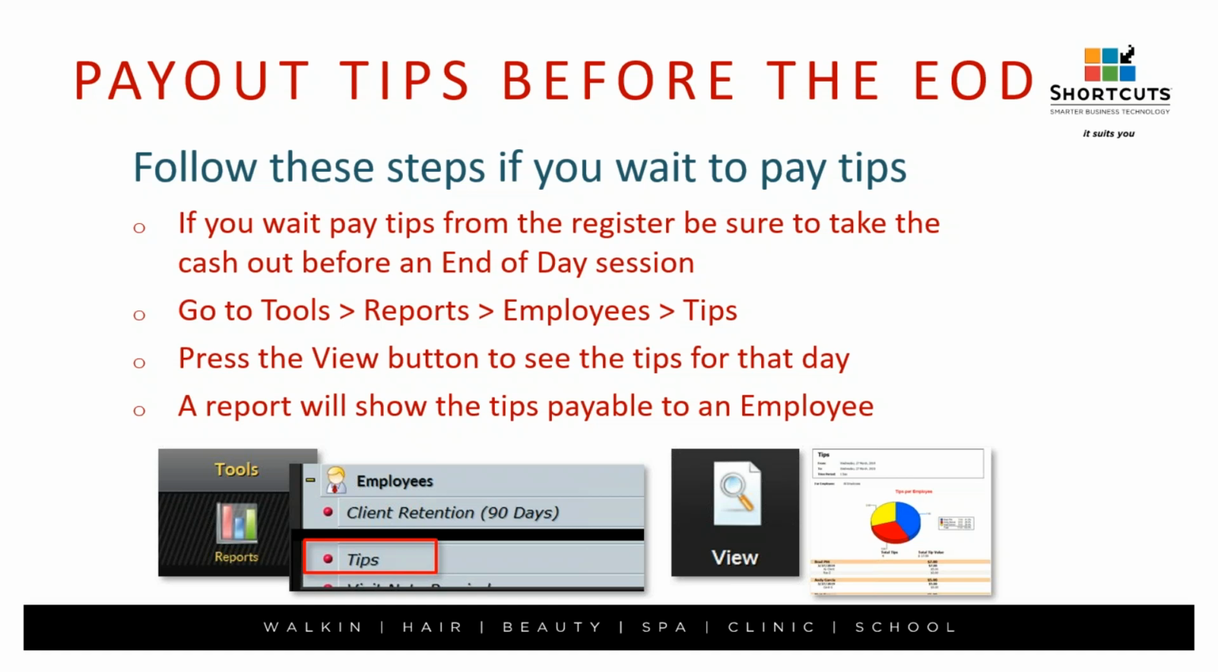So after you press View, Shortcuts gives you a one-page breakdown. It'll say, these are the staff members, this is how much their tips should be. So consider this perhaps the only report that you give staff members permission to run. Again, it's under Tools, Reports, Employees, Tips, and it's a breakdown for everybody's tip that day.